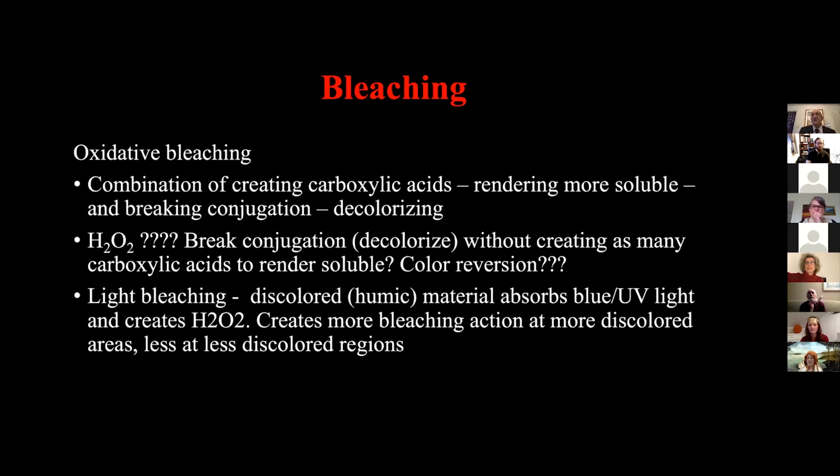Not sure about this, but I wonder about hydrogen peroxide. It's a much weaker bleach. I think what it does, my feeling is that it breaks the conjugation, decolorizes the molecules without creating as many carboxylic acids. So it's not degrading the cellulose as much. But it's oxidizing those double bond oxygens further.